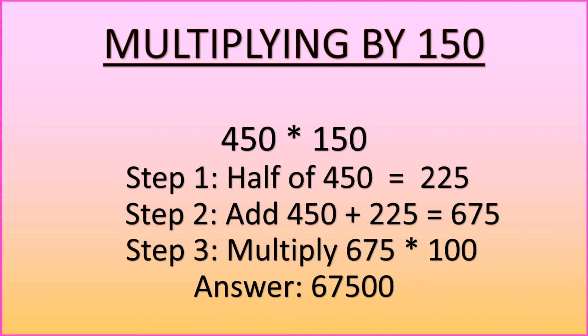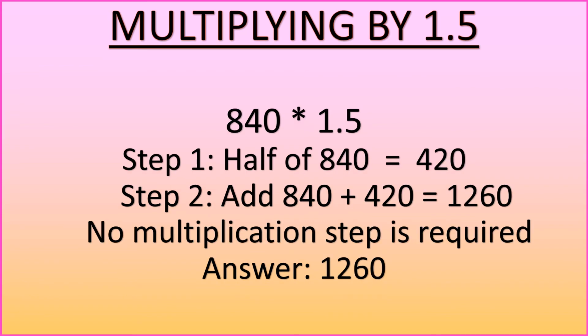Here we have multiplied 675 by 100, which is 67,500. In this way, we can multiply a number by 1,500 and so on. We will see the last multiplication of how to multiply a number by 1.5.